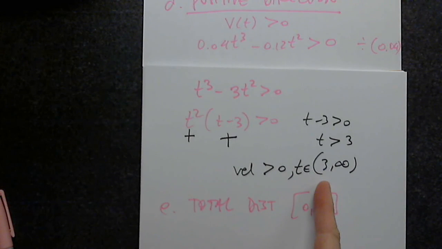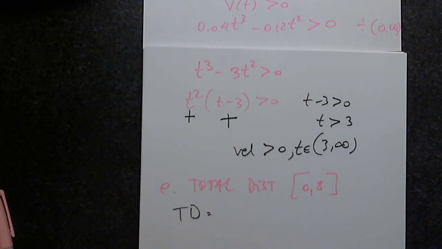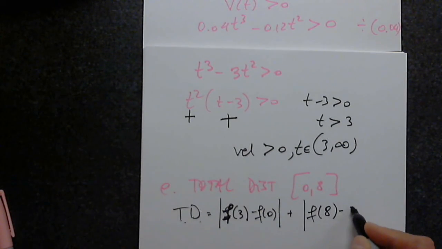From this I know that it goes to your left between 0 and 3 and to your right after 3. So then the total distance, TD, will be the absolute value of F of 3 minus F of 0 plus the absolute value, which is not really needed, but F of 8 minus F of 3, because that is supposed to be positive.